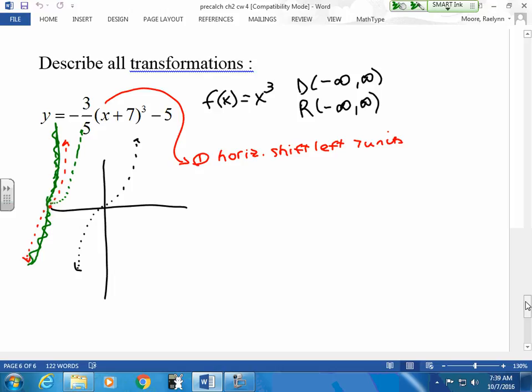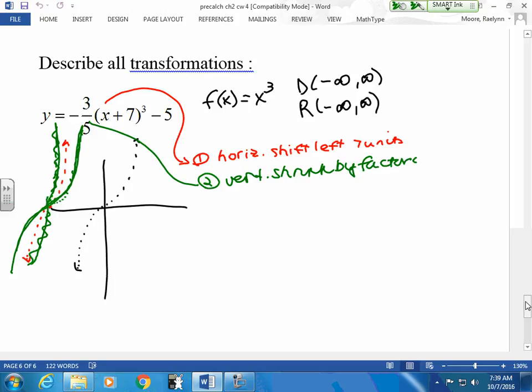So it supposedly looks like this. It's a shrink. So the shrink pushes it out. So it'll go like this. See this green? It'll go like that. Okay, let's get to the negative. So the second thing we did was a vertical shrink by a factor of 3/5.